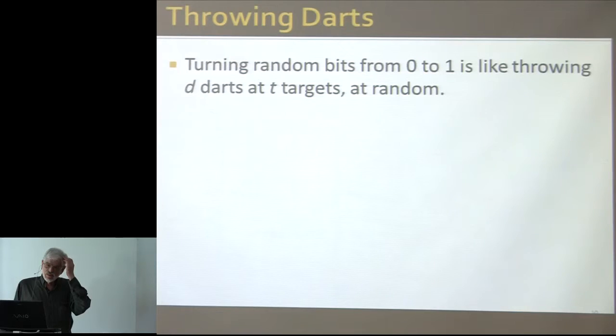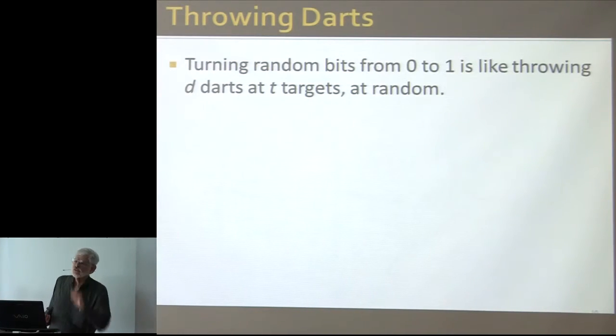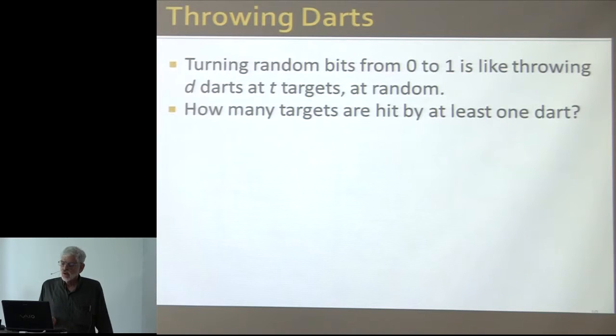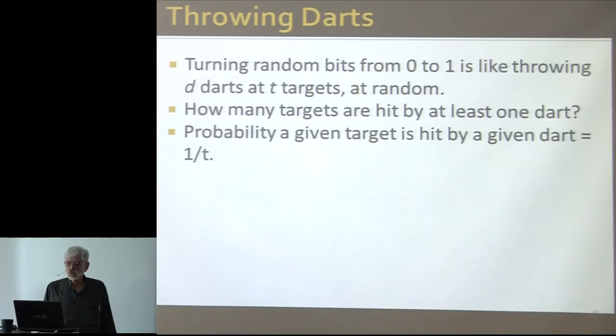But okay, think of it this way: you have d darts. D is the number of elements times the number of hash functions, and you've got t targets. T is the length of the array. Every dart gets thrown, hits one of the targets. Again, it's all random, equal probability. And what I want to know is what's the expected number of targets that are hit by one or more darts?